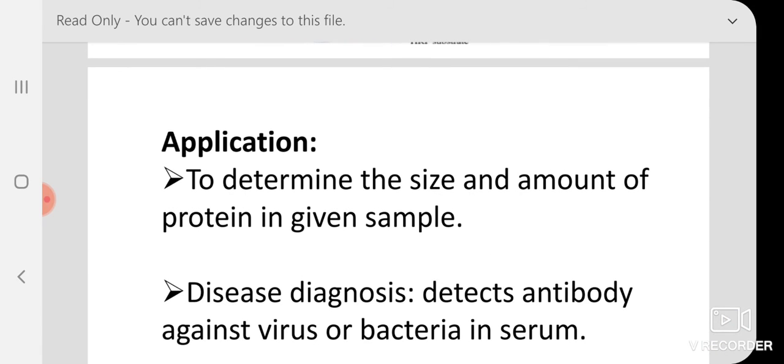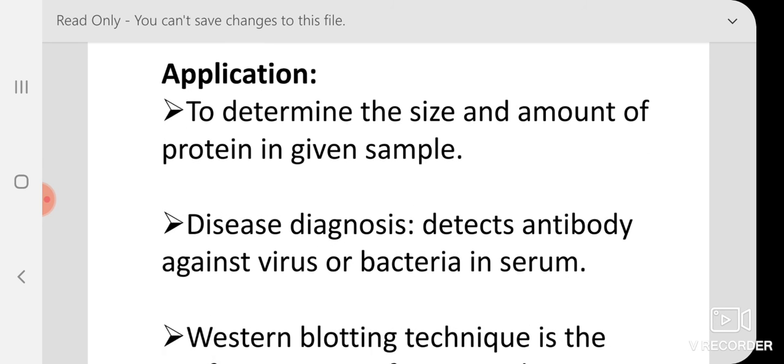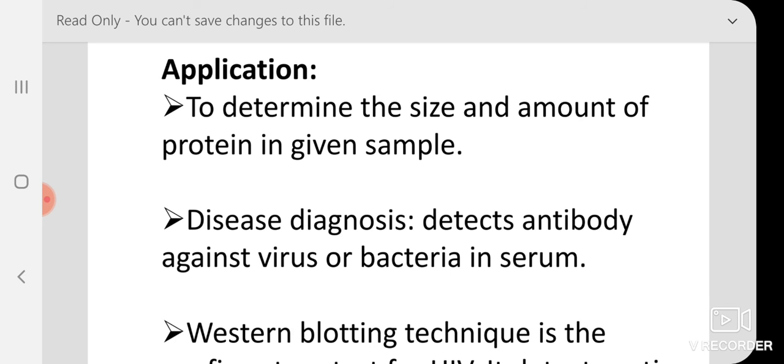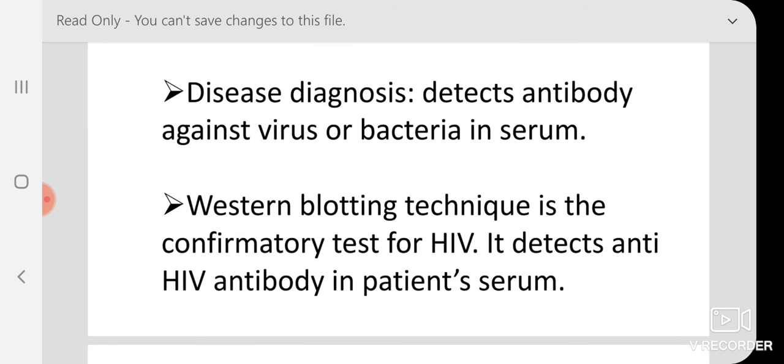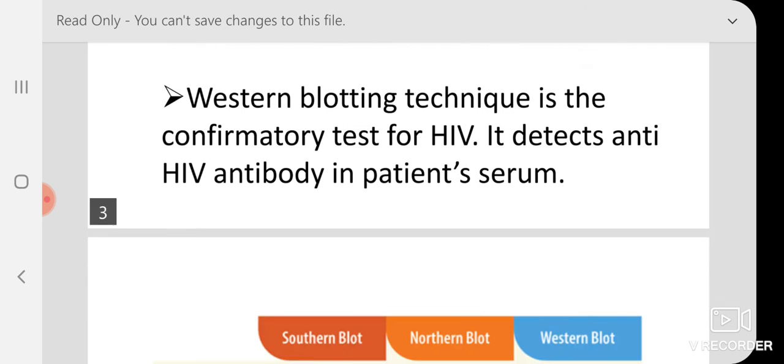Then the application. This is a technique to determine the size and amount of protein in the given sample. It is also a unique technique for disease diagnosis, detecting antibody against virus or bacteria in serum. Western blotting is a confirmatory test for many diseases. One such is HIV, where it detects anti-HIV antibody in patients' serum.